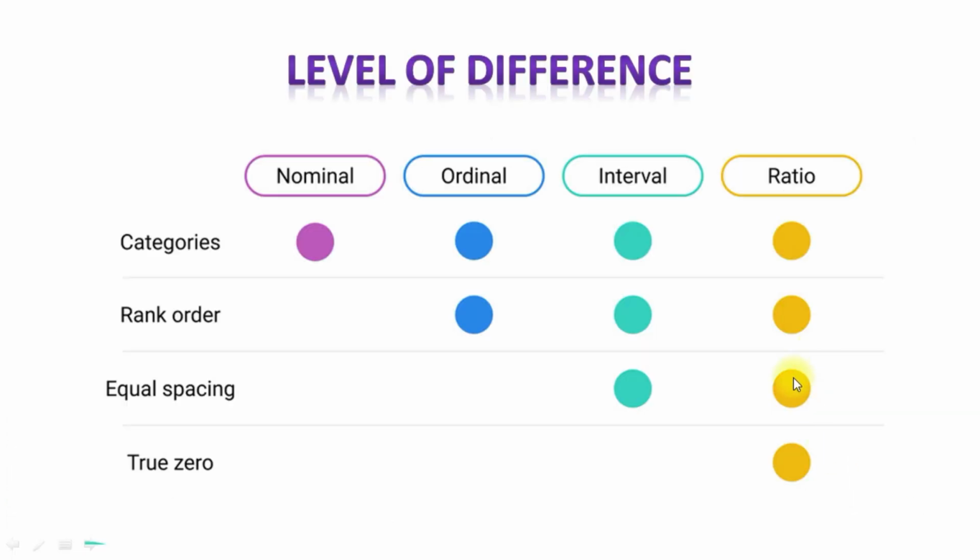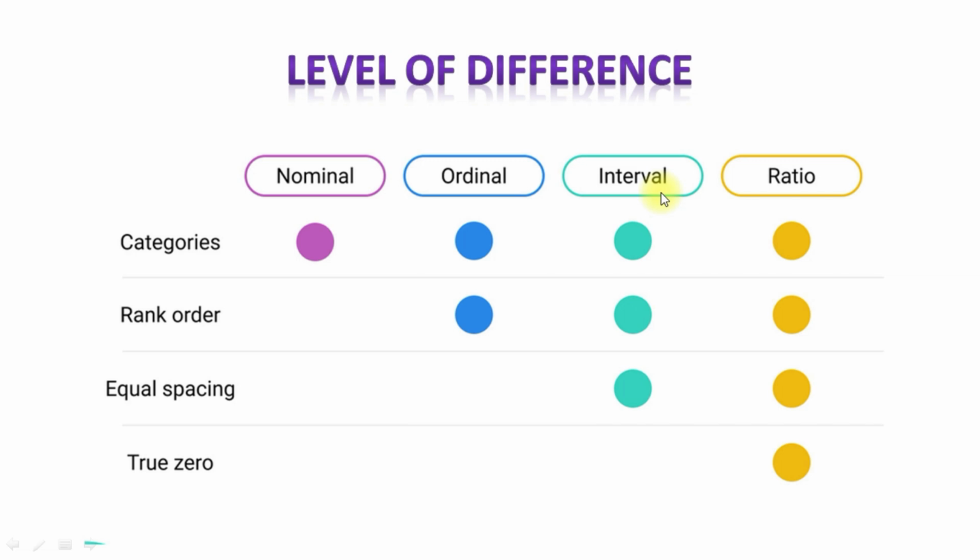So this figure represents the level of difference between each data scale. The simplest type of data scale is the nominal scale. It can divide your data only into categories, but it cannot make order between each class, compared to the ordinal scale, which besides the categories has a rank order.